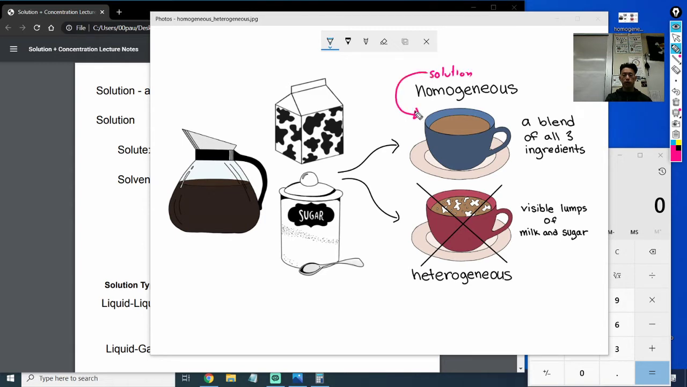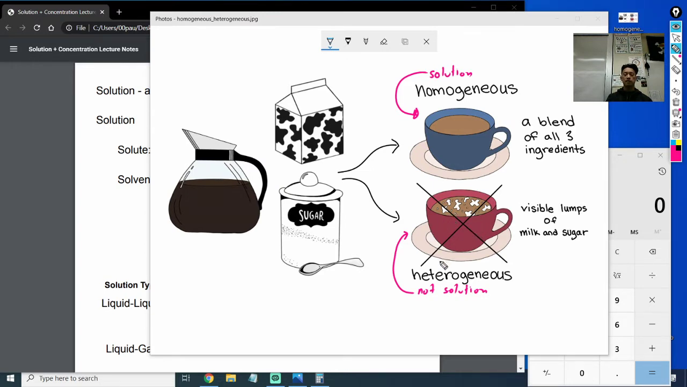Because you can't really tell the different components in there, right? If you saw it in real life, you wouldn't be able to tell where the milk is or where the sugar is because everything is blended together well. So it'd be homogeneous. It looks uniform. But a heterogeneous mixture is not a solution because not everything looks the same. You can see the distinct parts.